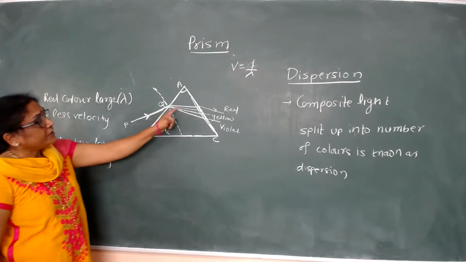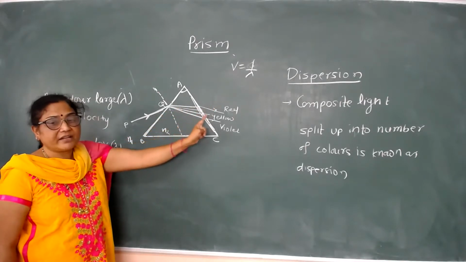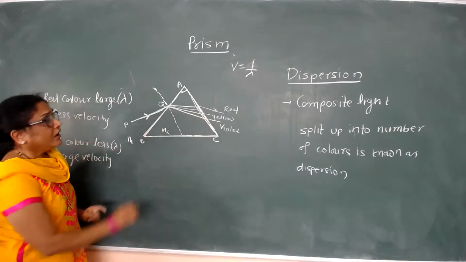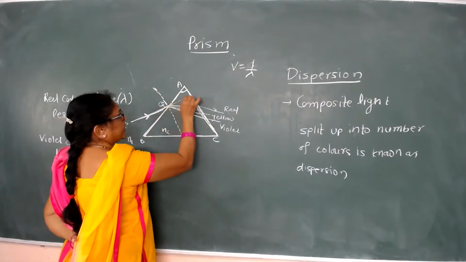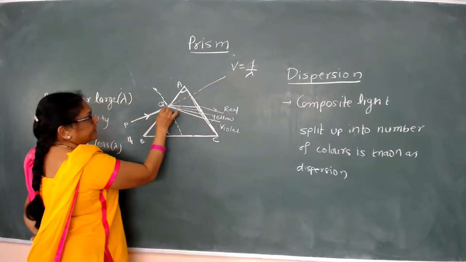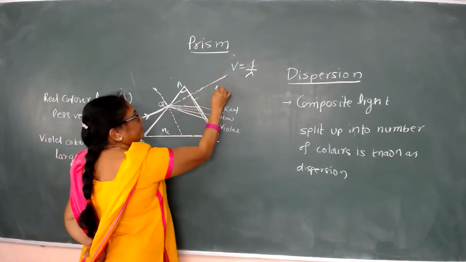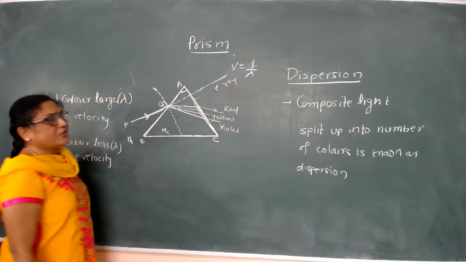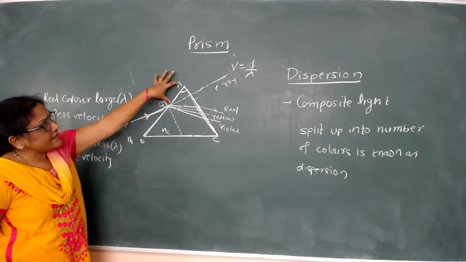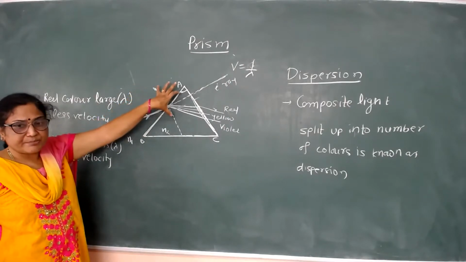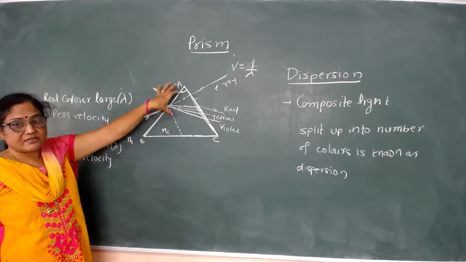So in this case, red color is less deviated and violet color is more deviated. If the prism is not there, the ray of light propagates in a straight line direction. This is known as the incident ray. When the composite light is incident on the prism, the prism splits that composite light into a number of colors, and that process is known as dispersion.